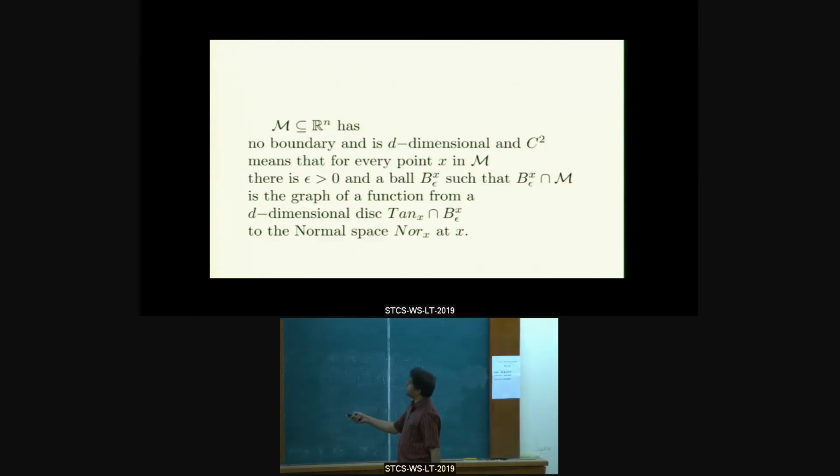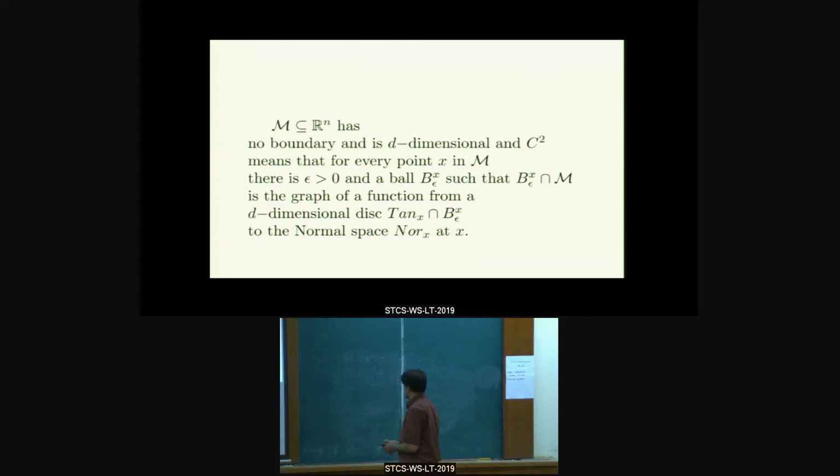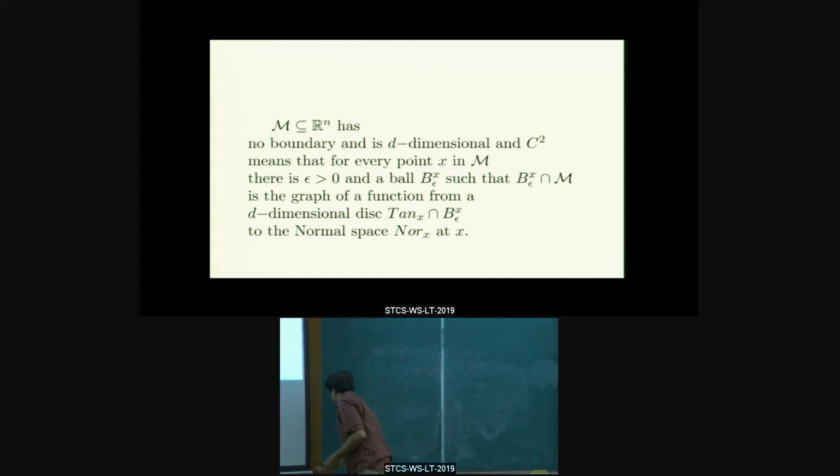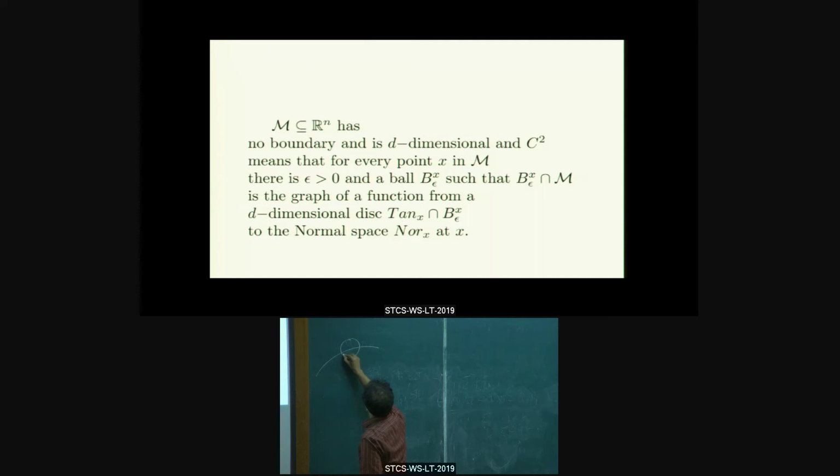It means that it has no boundary, and C2 means that for every point on the manifold, there is an epsilon greater than 0, such that if this is your manifold, then if you take an epsilon ball, this is locally the graph of a function from the tangent space to the manifold to the normal space. So this intersection of the ball with this is the graph of a function from a domain to the range. This is not necessarily true globally.